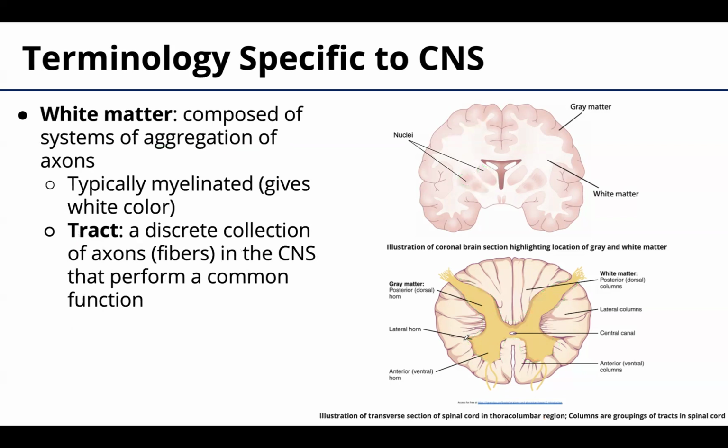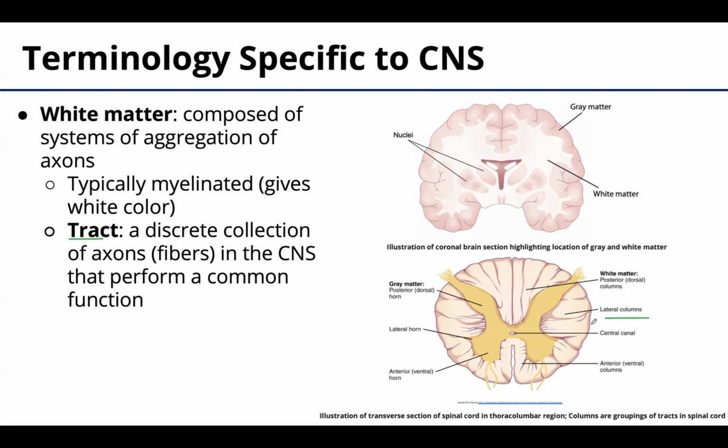Now let's consider the white matter. This nervous tissue is often myelinated, and that myelination gives the tissue that distinct white color. White matter is composed of aggregations of axons, so just organization of axons together, and these discrete interconnecting fiber systems are called tracts. Tracts typically perform a common function, and the tracts may even be further combined into columns, particularly when we're talking about the spinal cord.